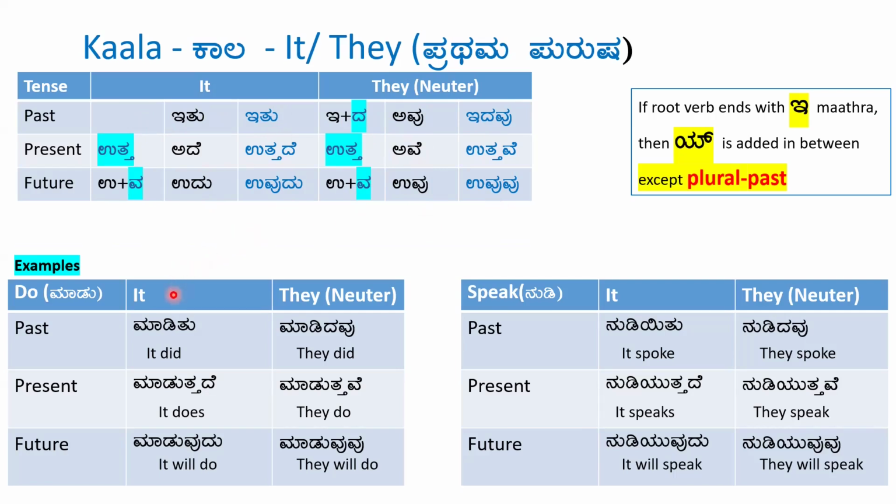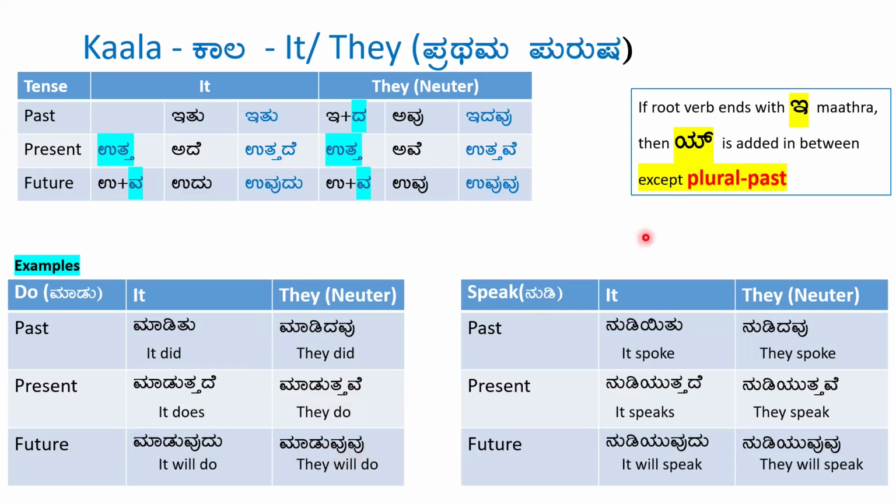So the action done by neuter gender object, in the past tense it will be ಮಾಡಿತು, present tense ಮಾಡುತ್ತದೆ, future tense ಮಾಡುವುದು. If the action is done by many neuter gender objects, in past tense it will be ಮಾಡಿದವು, in present tense it will be ಮಾಡುತ್ತವೆ, and in future tense it will be ಮಾಡುವುವು.